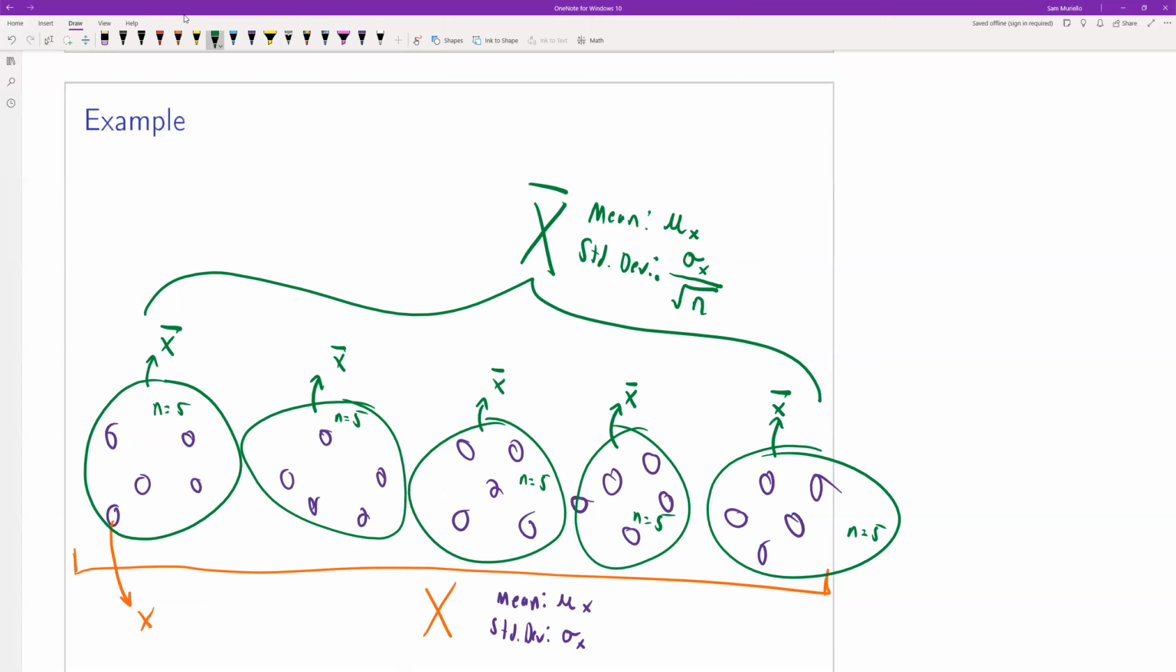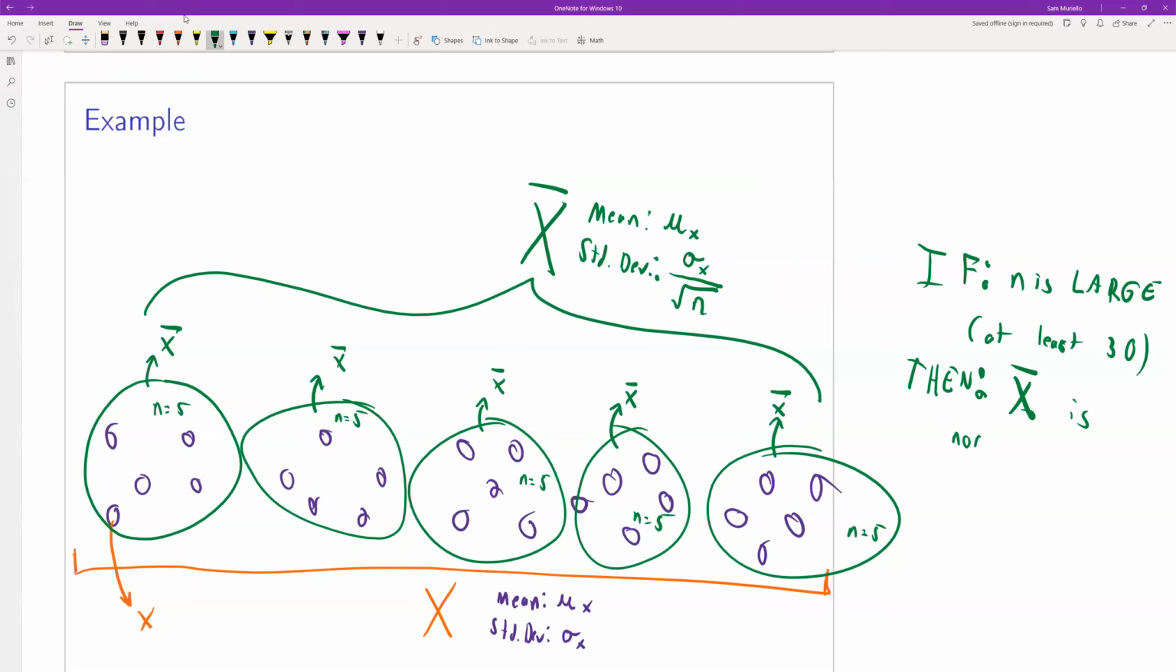The final piece of the central limit theorem says that if n is large, which is a subjective term. In this class, we're going to say at least 30, then x with a bar over it is normal. The larger n gets, the closer x bar gets to normal.